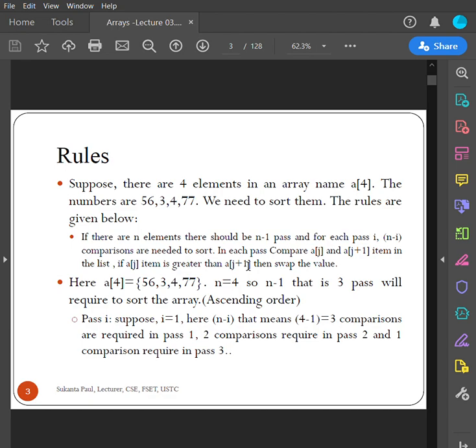Very simple. Suppose there are 4 elements in the array. There are 4 elements, so there should be n minus 1 passes by the formula. That means there should be 3 passes here. For each pass i, there should be n minus i comparisons.